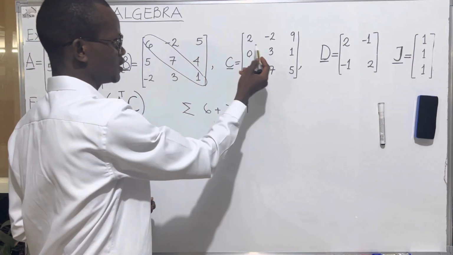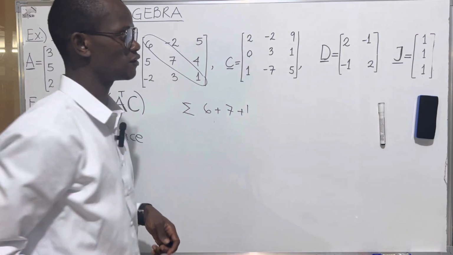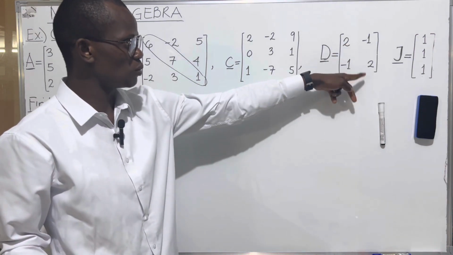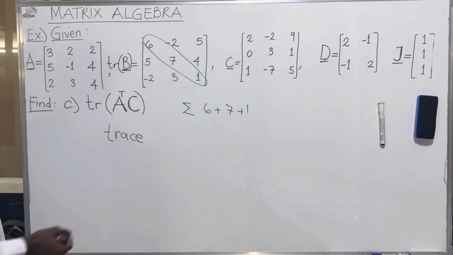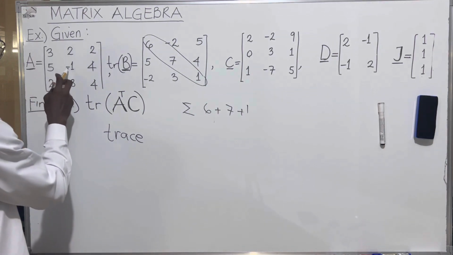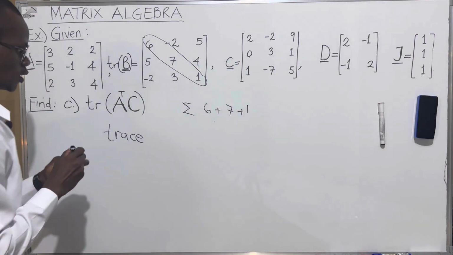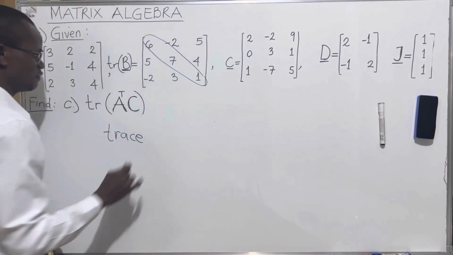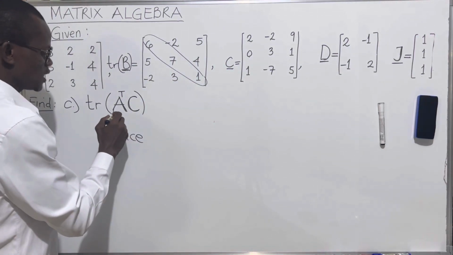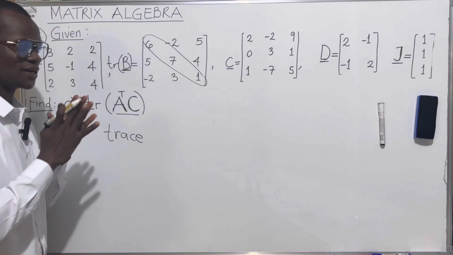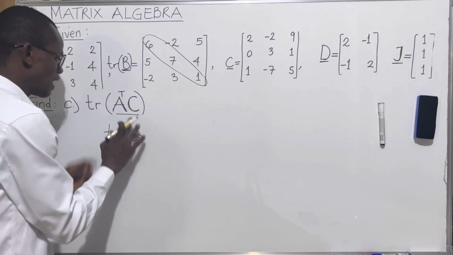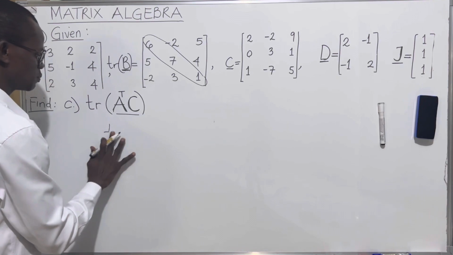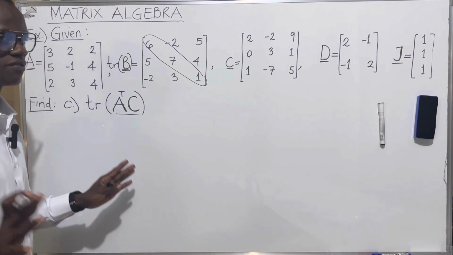The trace of this matrix is just 2 plus 3 plus 5. The trace of this matrix is just 2 plus 2. The trace of this matrix is 3 plus minus 1 plus 4. But according to the problem, we were not given matrix A transpose C as a particular matrix, so we need to derive matrix A transpose C, and it's very easy.